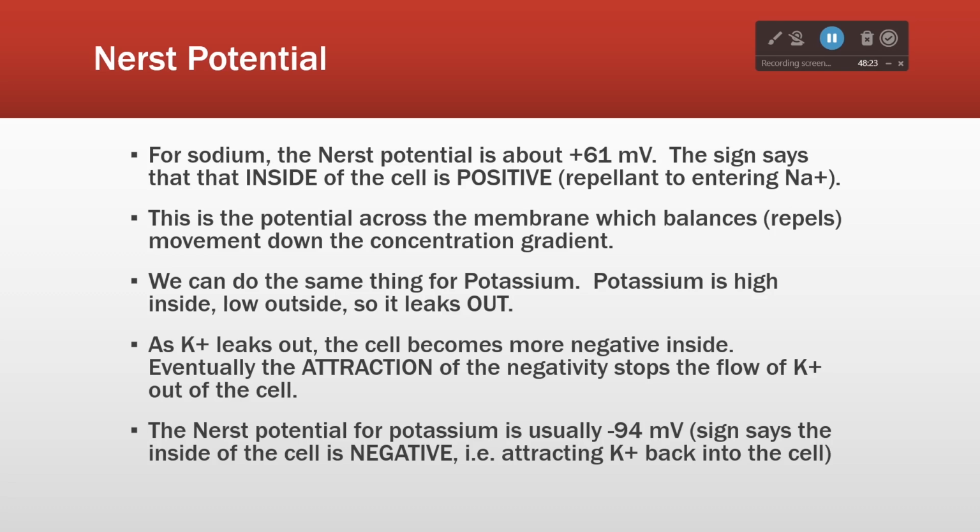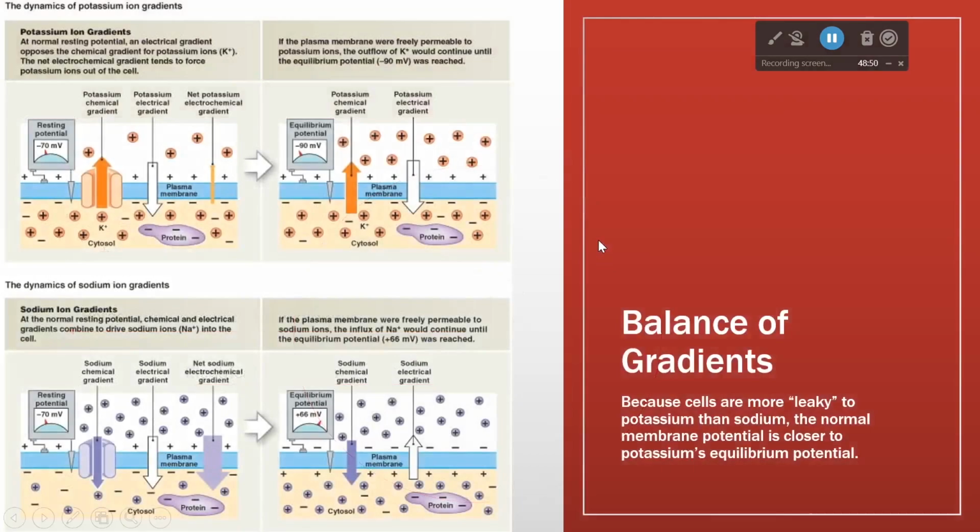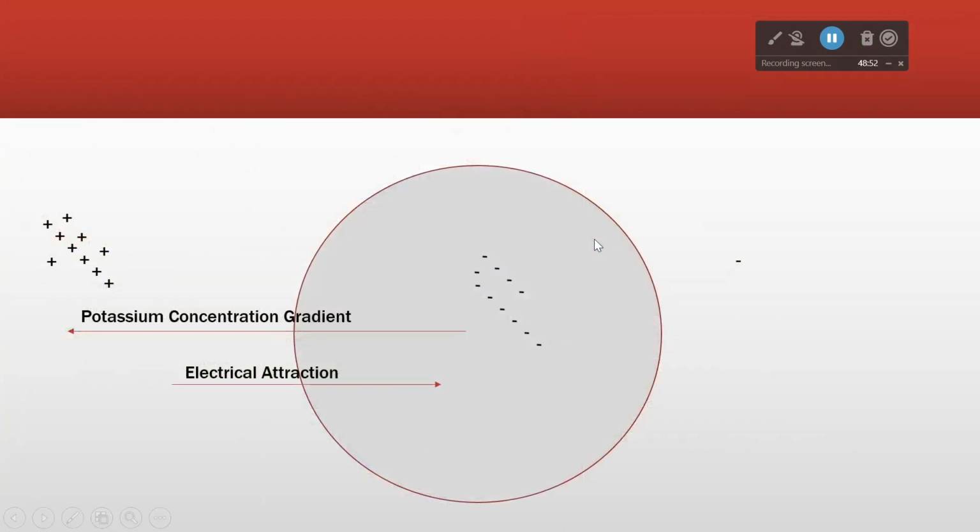Okay, so the Nernst potential for sodium is all about repulsion, right? Enough positive charge to keep the sodiums from coming in. The Nernst potential for potassium is all about attraction. Potassium will keep leaving until there's enough negativity inside the cell to start holding on to it again, right? So they move in opposite directions. So we have the Nernst potential for potassium and the Nernst potential for sodium.